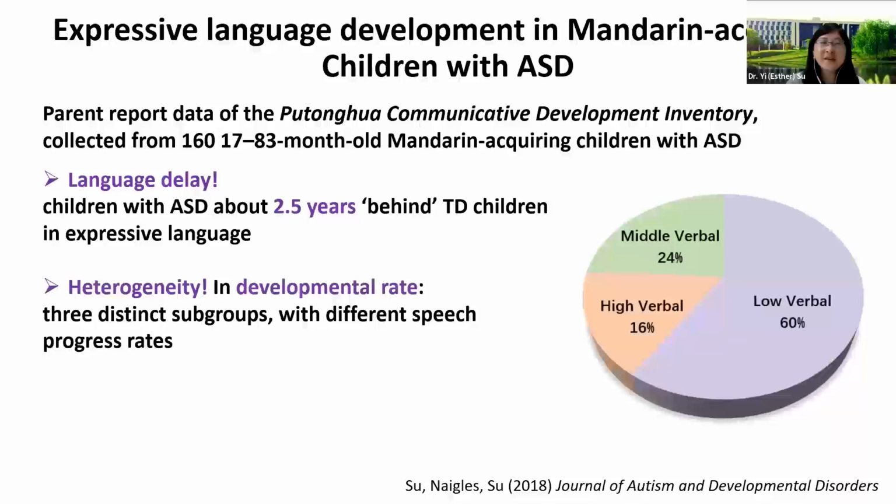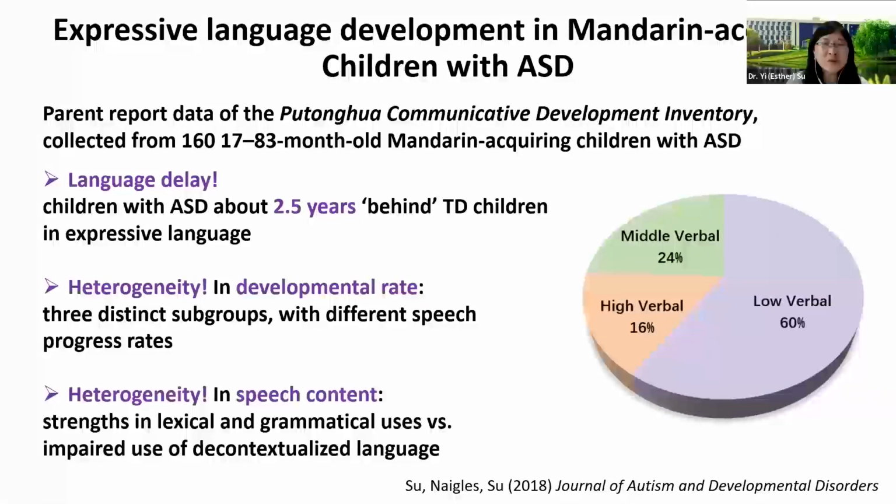We can define these 160 children with ASD into 3 groups. The majority of them are low verbal, and no more than half of the population are middle verbal or high verbal. So they have great differences in developmental rate. And then we also found heterogeneity in speech content.